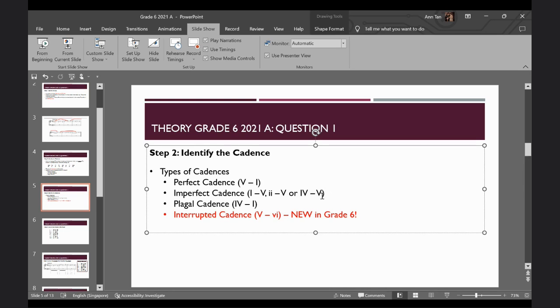Plagal cadence is 4 to 1. It's a musical full stop as well. Or you can sing it like this. Amen. The new cadence in grade 6 is interrupted cadence, sounding like an exclamation mark, chord 5 to chord 6. Play it to hear it.